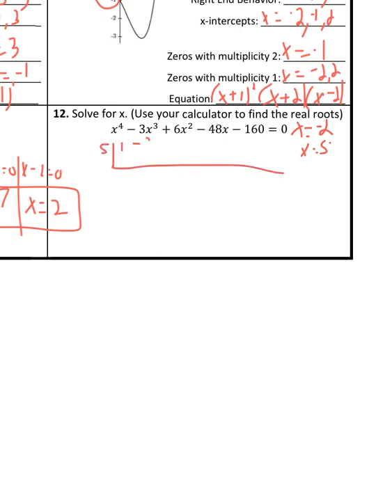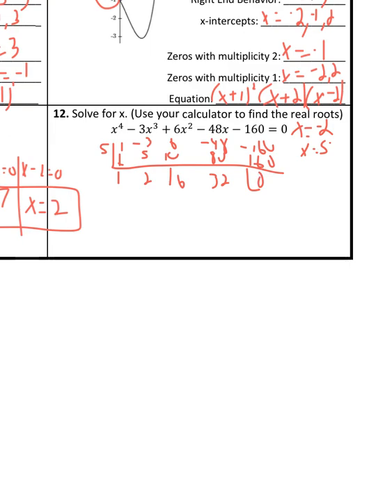So 1, -3, 6, -48, -160. So it's 1, multiply, that's 5, add together to get 2, that's 10, that's 16, so 5 times 16 is 80. Add those together, that's 32, 5 times 32 is 160. Add that together, remember we need that remainder to be 0.